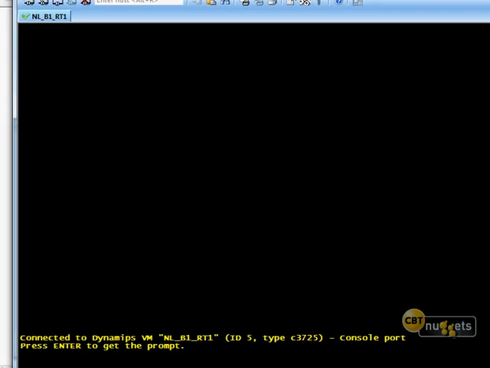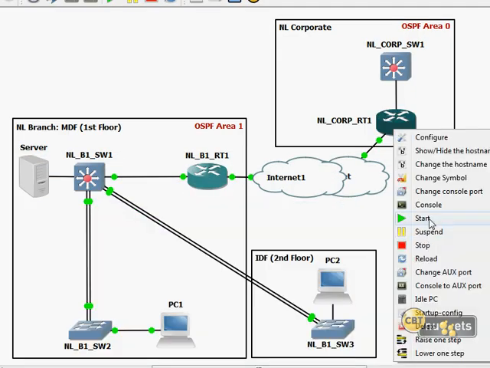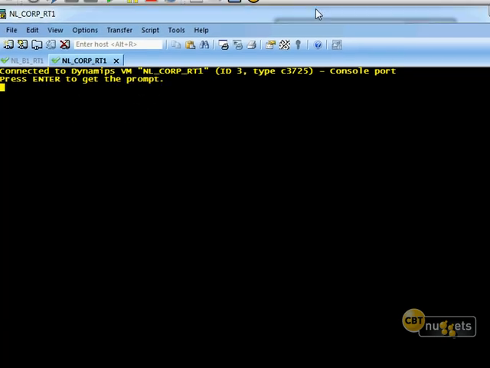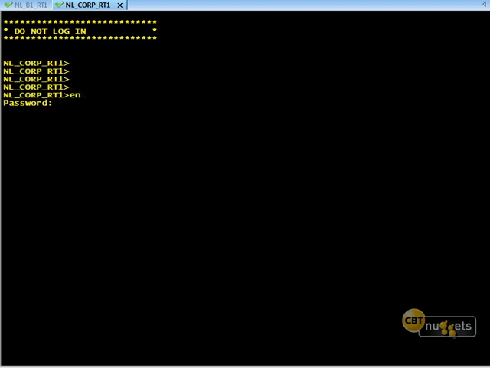So I've got router 1. Actually, that's not what I need. I need corporate router 1. That's where we're beginning. So bring that into the picture and resize this. And here we go. Squish this up just a little bit more. There we go. So corporate router 1, I'm in.